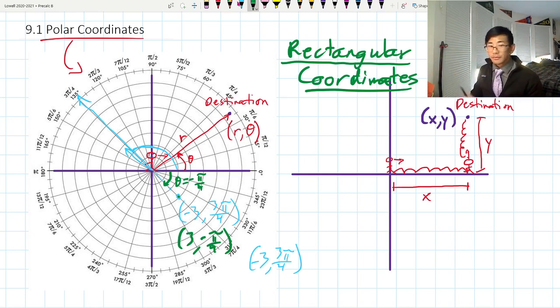Alrighty? So thanks for watching. That was a little preview of what polar coordinates is and how it relates to rectangular coordinates. Again, I really want to emphasize, you're looking at the exact same thing, you're just looking at it with a different lens now. And we're going to see soon the reason for this and what kinds of cool graphs we can get out of graphs defined polarly.